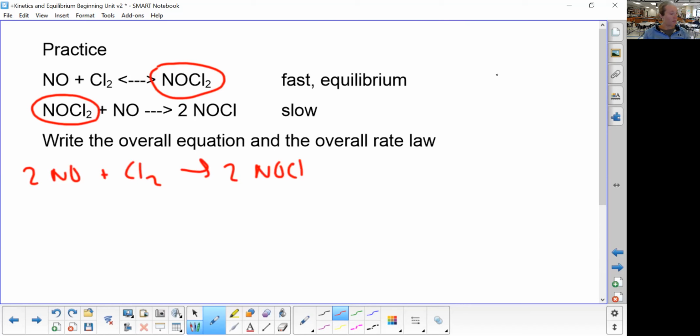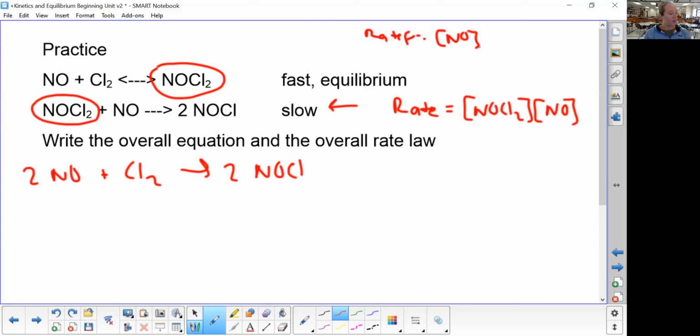So this step is going to determine the rate, okay? But this is the one we have to substitute back, because we won't be able to include the NOCl2 since it's an intermediate, and it's the NO. So that's the rate of this one. This top one, the rate forward, rate F, is the NO and the Cl2, and the rate reverse is just the NOCl2.